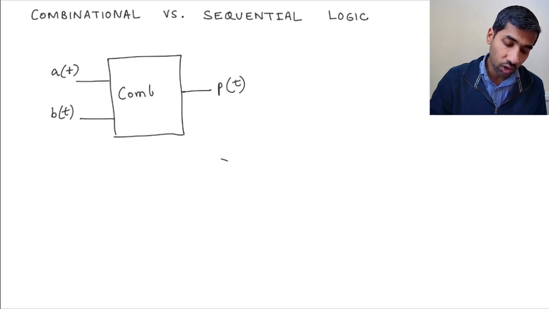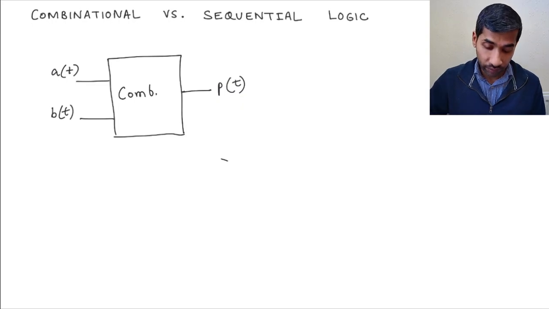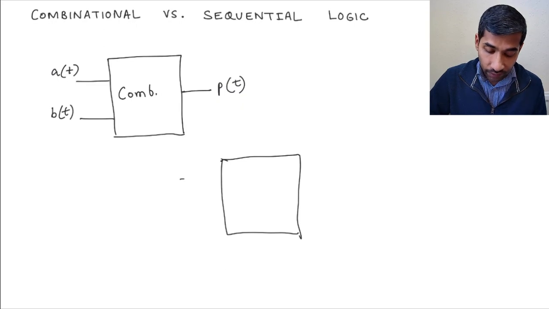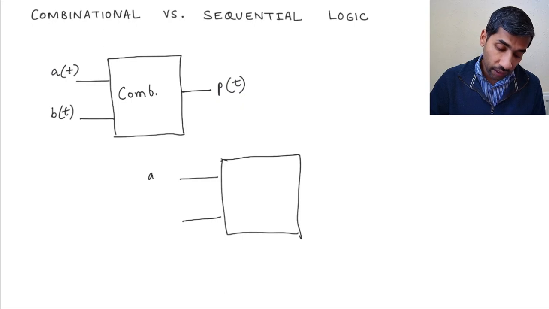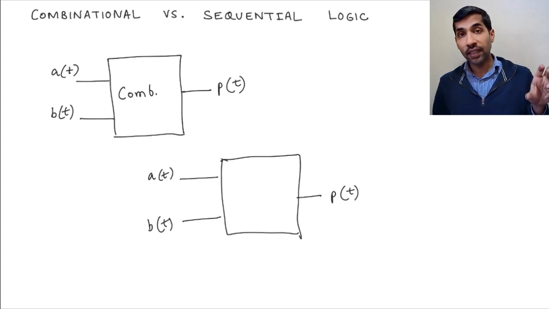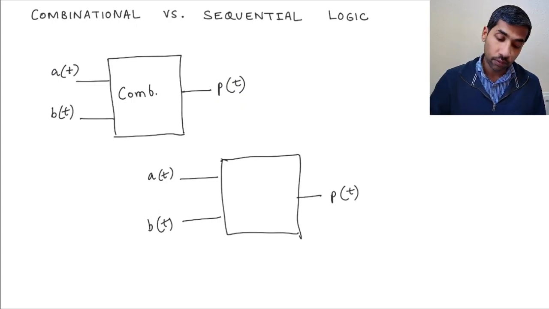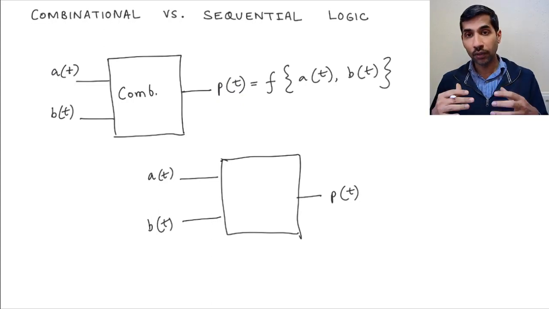I'll just write it in short here. Okay. Now, on the other hand, if you have memory built into your system, let's draw a system here. And let's again say that you have two inputs to this system, A and B, and the output is P. So we could write this as a function of A(t) and B(t), right? The function of the inputs at the same time.